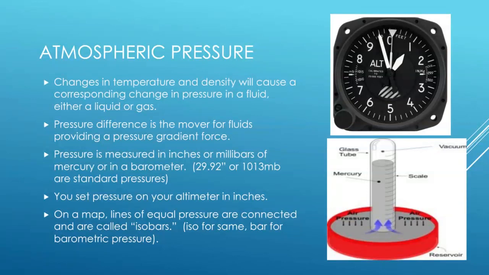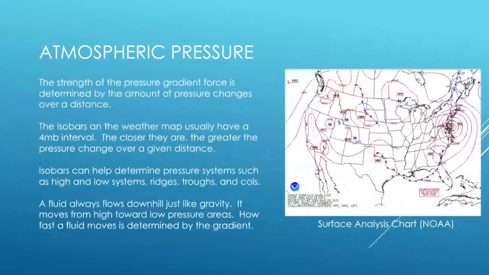So on a weather map, the lines of pressure are connected. Isobars, we just talked about. Iso meaning the same and bar for barometric pressure. And there's a difference normally of 4 millibars, and they're always given in millibars. I don't know why, but it's not in PSI or inches. They give it in millibars. There it is. You can see the isobars.